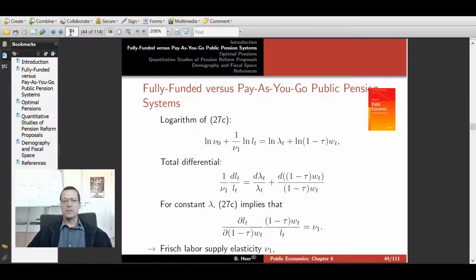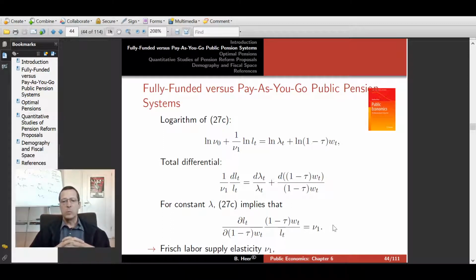Now, when we keep lambda t, the marginal utility of income, constant, then the second equation, the total differential, implies that nu1 is equal to the expression on the left-hand side of this equation. And we have used partial operators here, partial LT over partial net wage, so the partial derivative of labor supply with respect to net wage, because we set lambda constant. And we call this expression, nu1, the Frisch labor supply elasticity. It tells you by how many percent labor supply increases if the net wage increases by 1% for constant marginal utility of income.